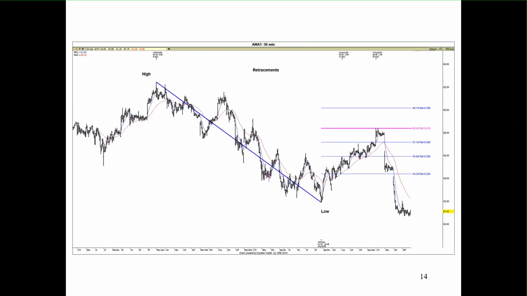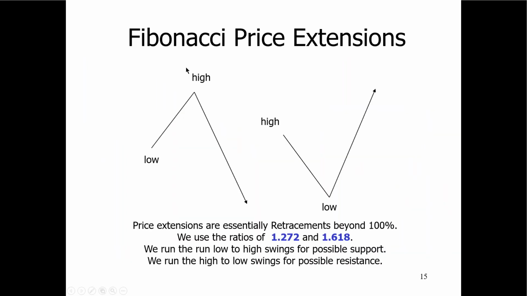Here's another example. This is a 30-minute chart of AMAT. This is measuring a prior high to low swing and running the retracements. No reaction, minor reaction, minor reaction, big reaction. Again, we don't know which of these levels are going to hold. That's why we either use a trigger or we wait for the clustering effect. That's an example of retracements in AMAT.